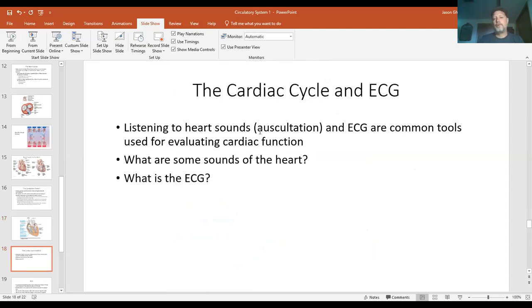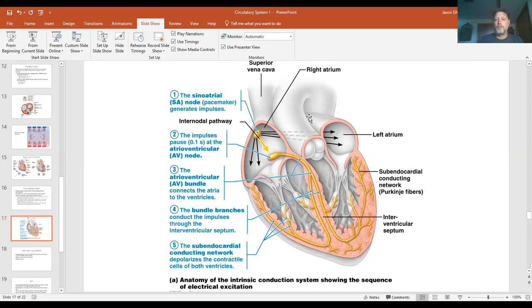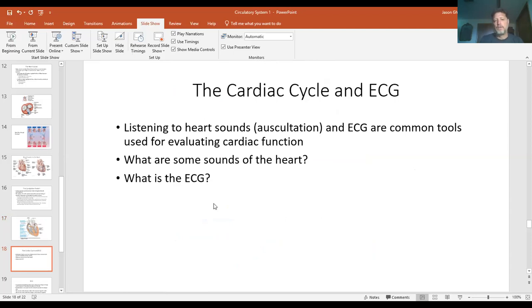All right, listening to it is called auscultation, if you remember way back in chapter 1. And EKGs are just common tools for them. So what are some of the sounds they make? Lub dub, you've probably heard that. And that's from these valves right here. It's the atria contracting, and then the ventricles contracting, and that's what you're hearing for the lub dub.